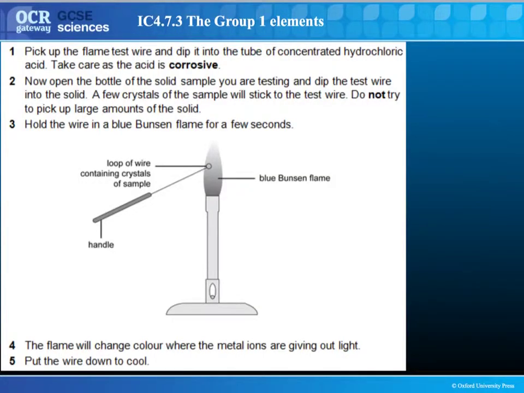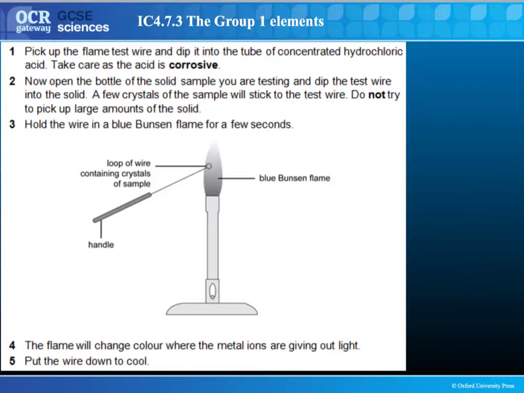This gives you a simple method for how to carry out a flame test. Essentially what you have to do, you clean a nichrome wire. Nichrome is used because it's very unreactive. The way you do that is using hydrochloric acid because that reacts with any salts that might be left on it. Put a small sample on the end of the nichrome wire, hold it in the Bunsen burner flame just at the very edge, and the flame will change colour.